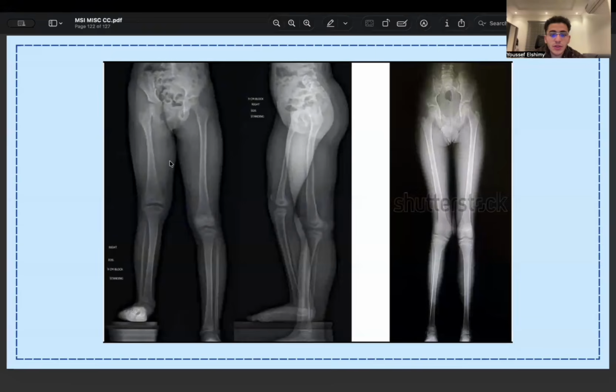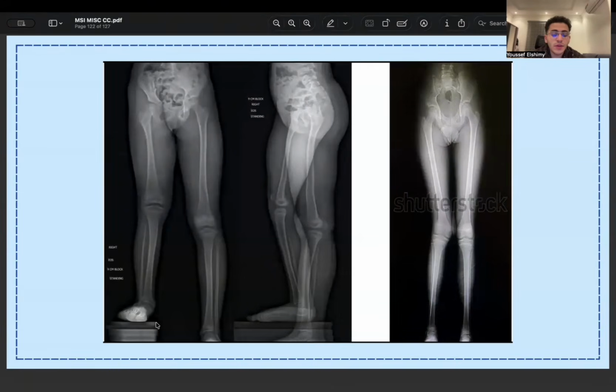Then we have a patient that is complaining of unequal limbs. By clinical history and physical examination, as well as full limb length x-ray, you find there is leg limb discrepancy. You can see that the tibia and the fibula are normal on both sides, but when you compare the femur on the left and on the right, there is a discrepancy or difference in the femur length.